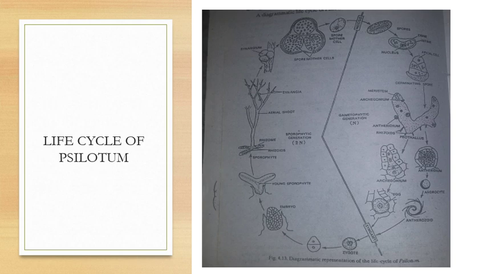And in this way, the life cycle of Xylotum continues, in which the sporophytic generation alternates with the gametophytic generation, and the gametophytic generation alternates with the sporophytic generation.